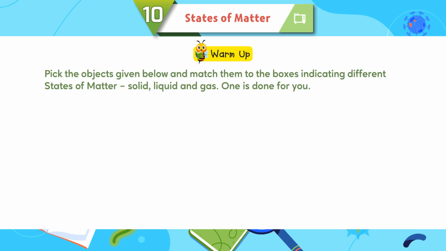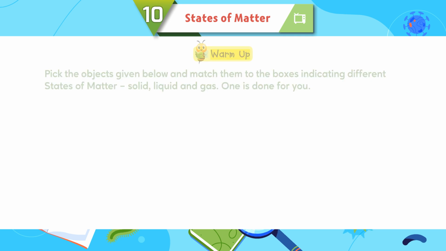Pick the objects given below and match them to the boxes indicating different states of matter: solid, liquid, and gas. One is done for you.